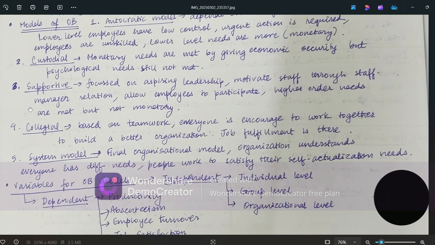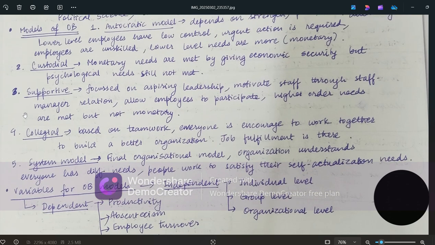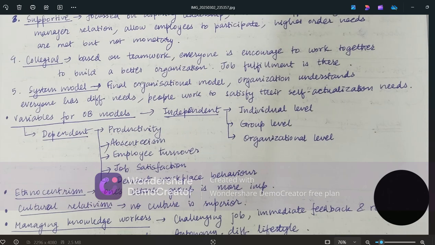In the collegial model, it is based on teamwork, and everyone is encouraged to work together to build a better organization, and job fulfillment is there. And the system model, this is the final organizational model. In this, the organization understands that everyone has different needs and people work to satisfy their self-actualization needs.